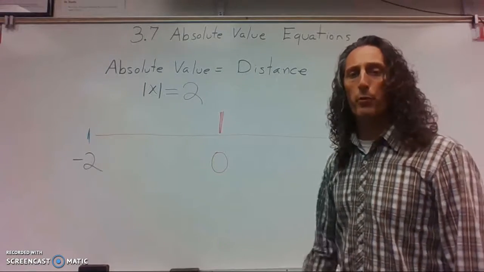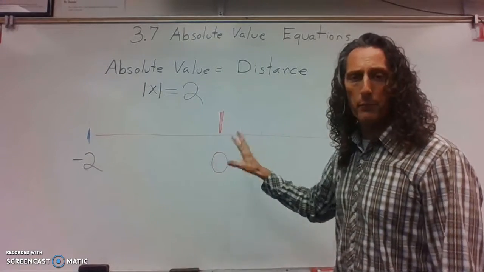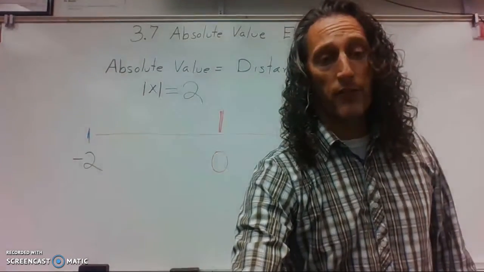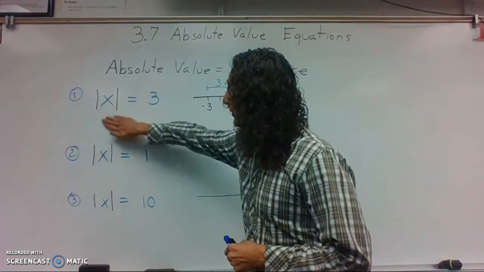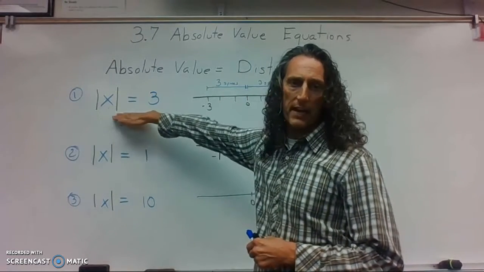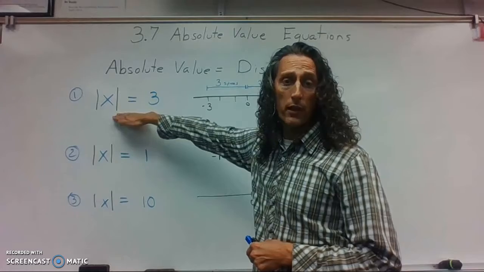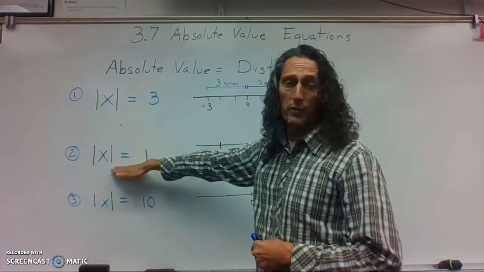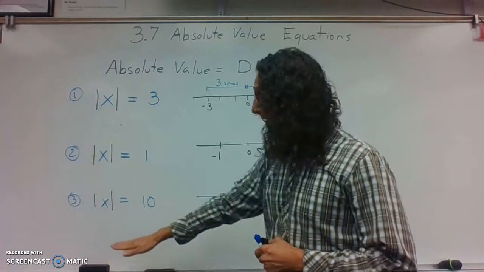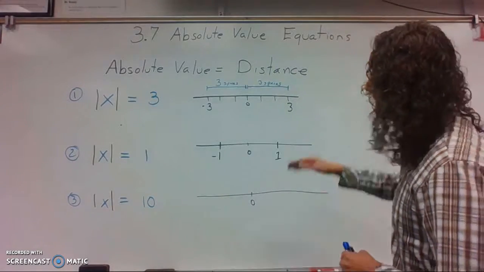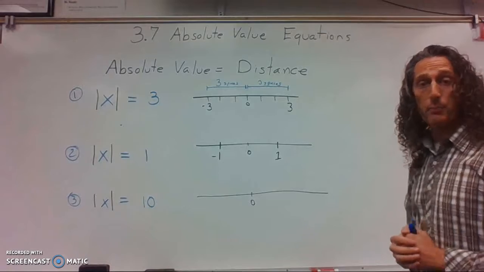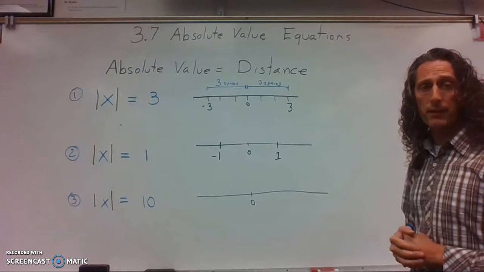So we're going to be doing a couple equations with absolute value. All right, just write down these 3 quick little problems. It says the absolute value of x is 3, the absolute value of x is 1, and the absolute value of x is 10. And then just make some quick number lines. So hit pause right now and copy these down.